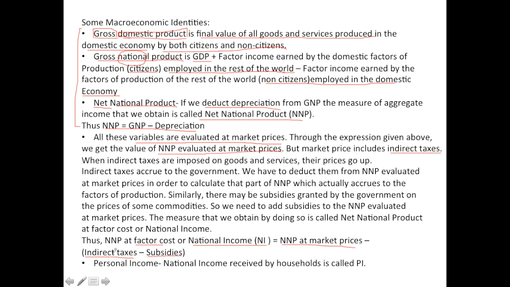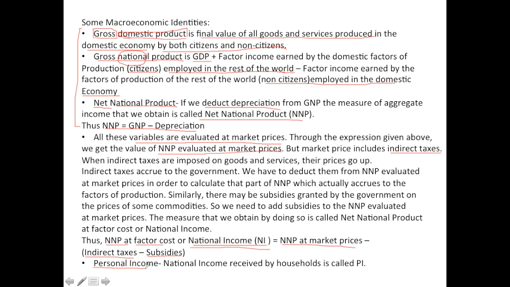Here, if you open these brackets, you will come to the same formula. NNP at market price minus indirect taxes plus subsidies. That results in NNP at factor cost. Now NNP at factor cost is also called national income. Okay, so that all is written here, you can read it later.